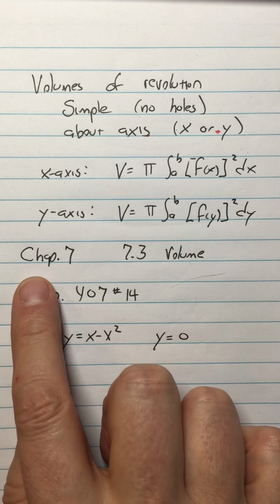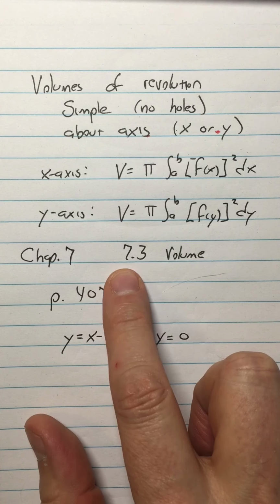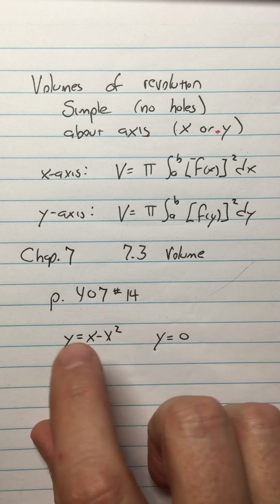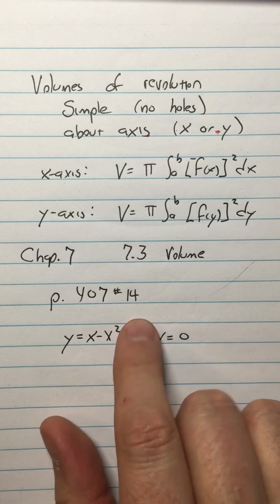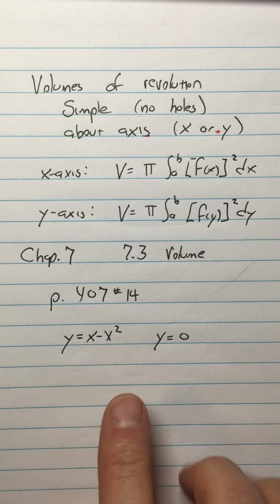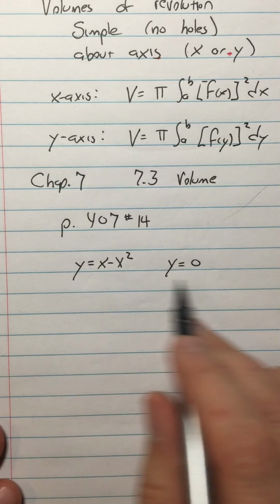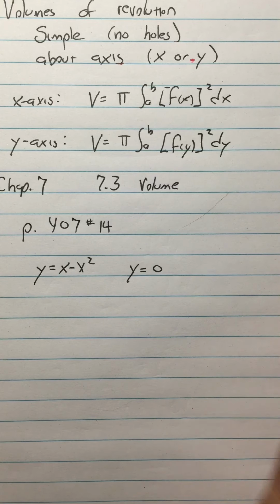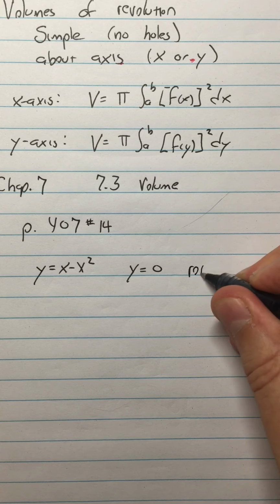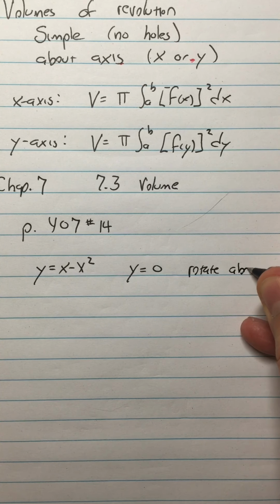So now let's take a moment, look at your book, chapter 7, 7.3 is the section on volume. It's page 407. We're going to start by looking at number 14. So they give us the equation y equals x minus x squared and y equals 0. These are the equations that bound the region, and then we're rotating about the x-axis. That's an important thing we need to know from this problem.